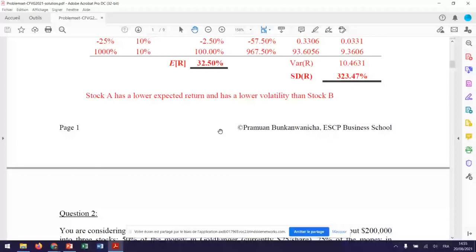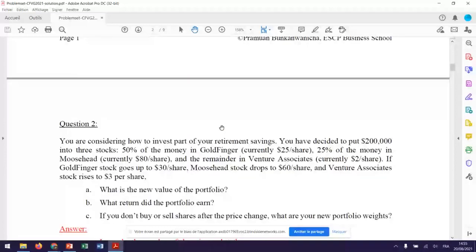Okay, you are considering how to invest part of your retirement savings. You have decided to put 200,000 into 3 stocks, 50% in Goldfinger and 25% in Moosehead, and the remainder in Venture Associates. If Goldfinger stock goes up to $30 per share, Moosehead stock drops to $60 per share, and Venture stock price rises to $3, what is the new value of the portfolio? What return did the portfolio earn?